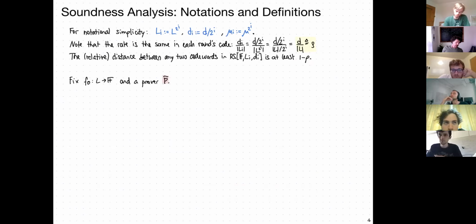Okay, so let's fix the function f0. This is the function that we want to test. This is the goal, to check whether f0 is of low degree or not. And we fix some malicious prover strategy, which we'll denote by P tilde.